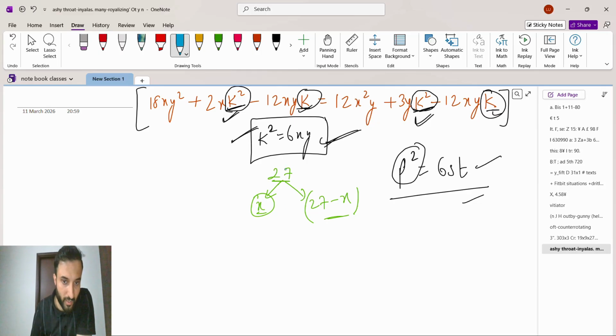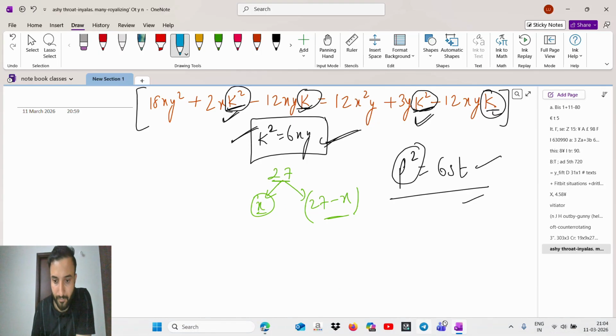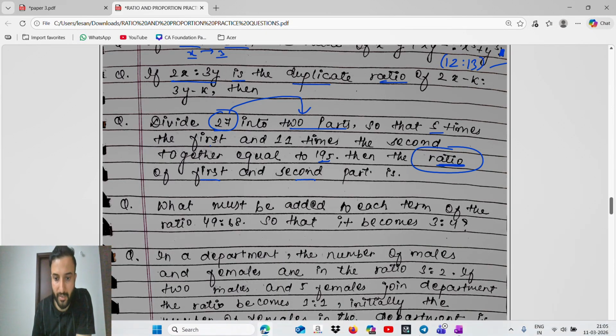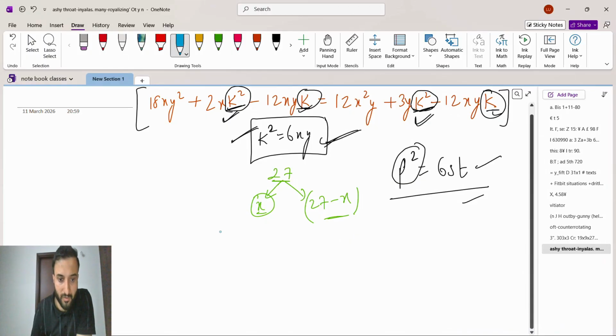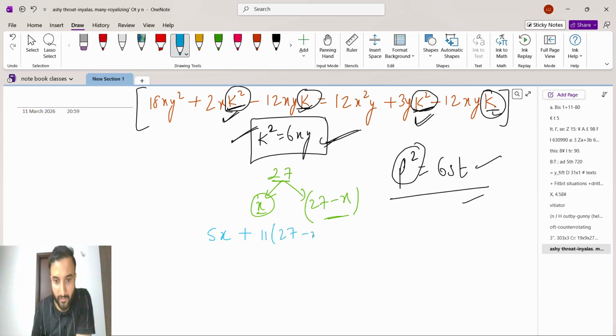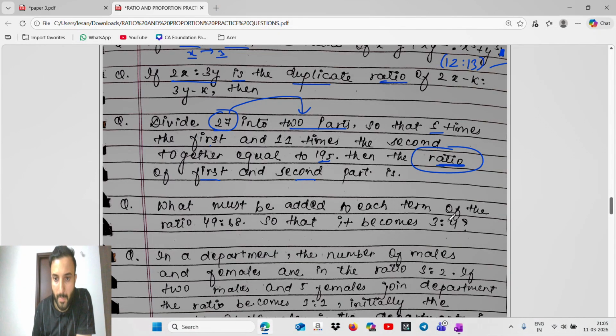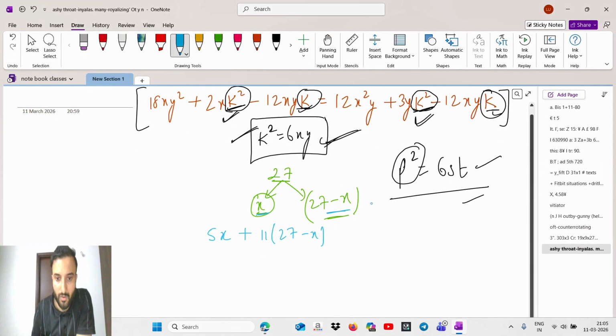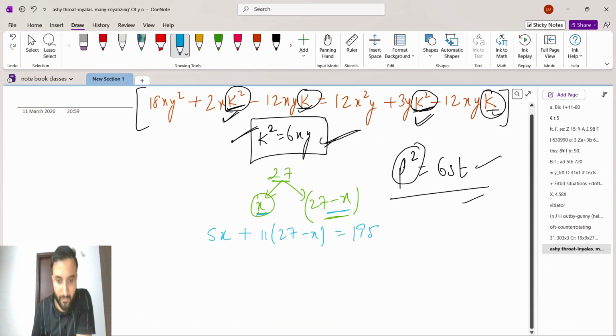So they said divide 27 into two parts such that 5 times the first and 11 times the second together equal 195. So 5 times the first means 5x, plus 11 times the second, which means 27 minus x. This is the first part, this is the second part, together equal to 195. You have to find the ratio of first and second part.